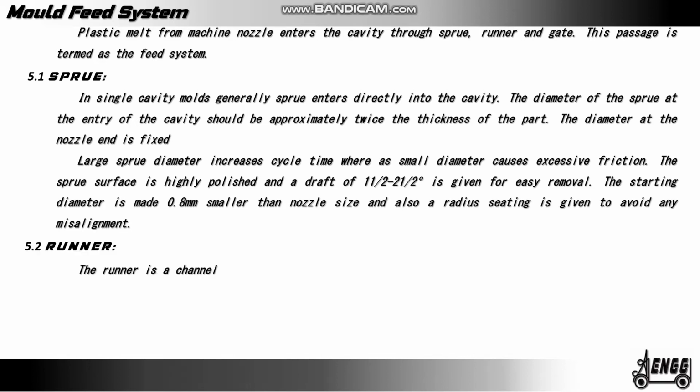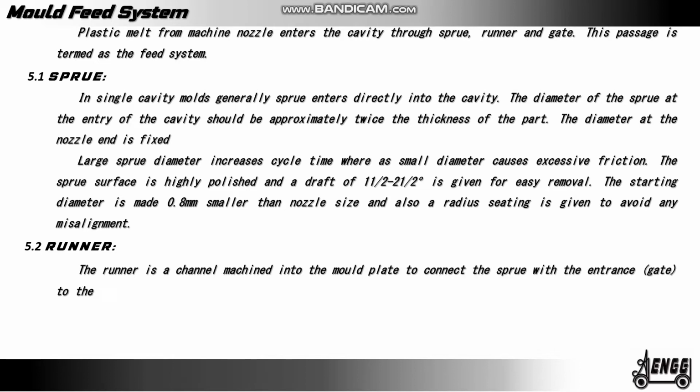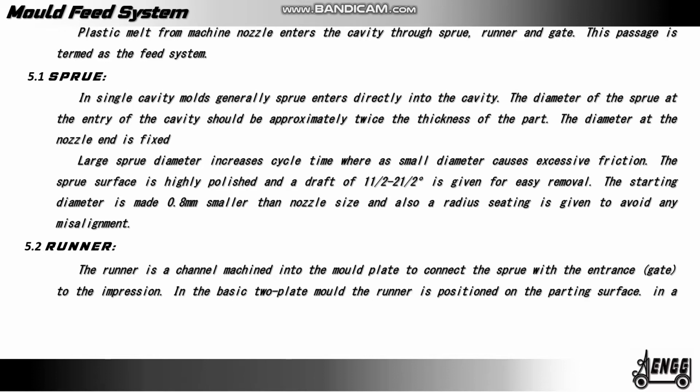Runner. The runner is a channel machined into the mold plate to connect the sprue with the entrance to the impression. In the basic two-plate mold, the runner is positioned on the parting surface in a standard sprue. So the length of the sprue determines the opening at the cavity.